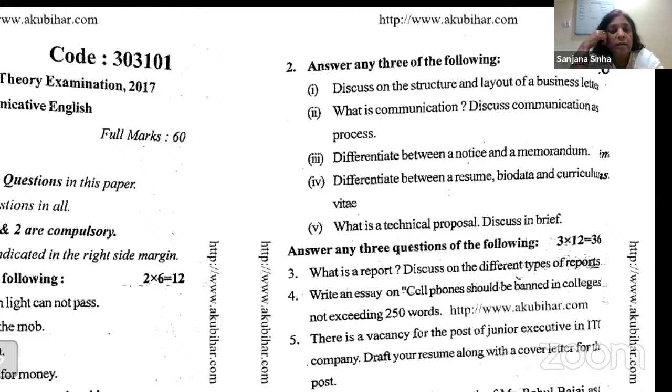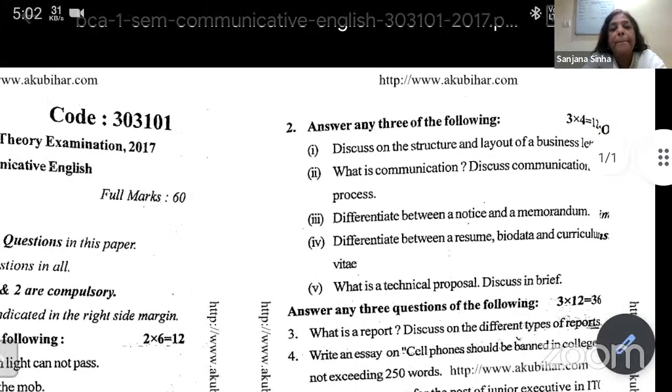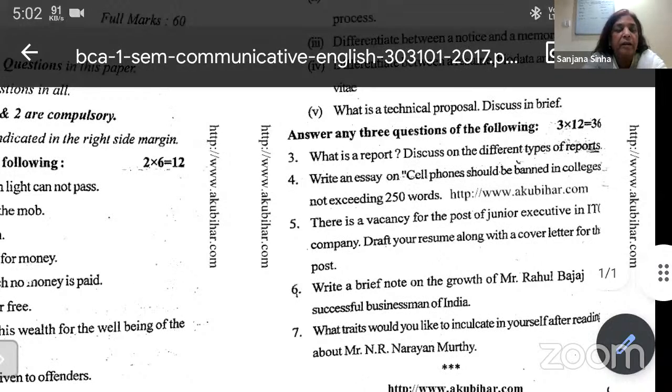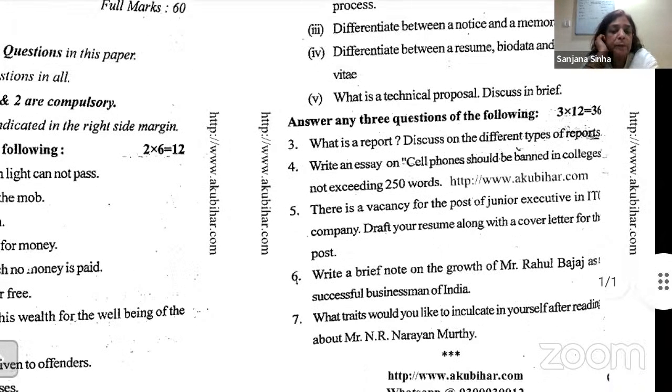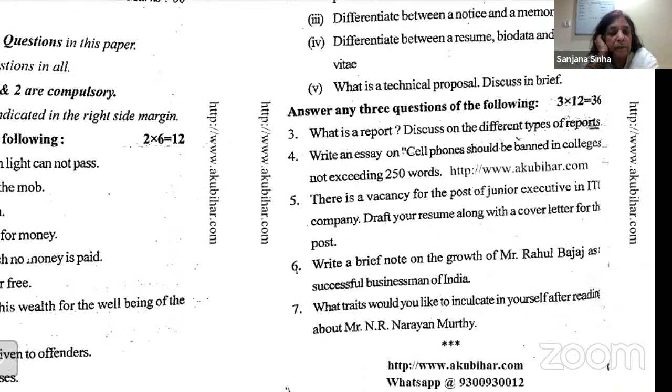The same question was given in your classroom, the difference between biodata, resume, and curriculum vitae. What is a technical proposal? Come on, tell me what is a technical proposal.